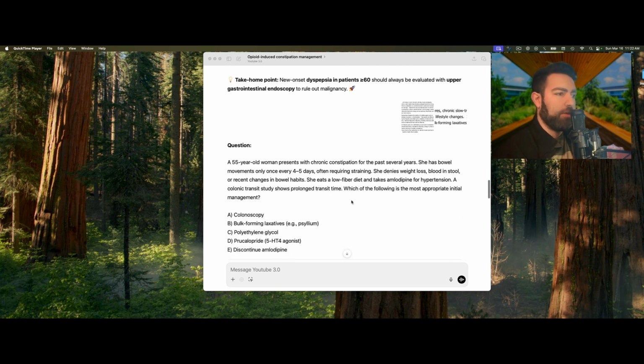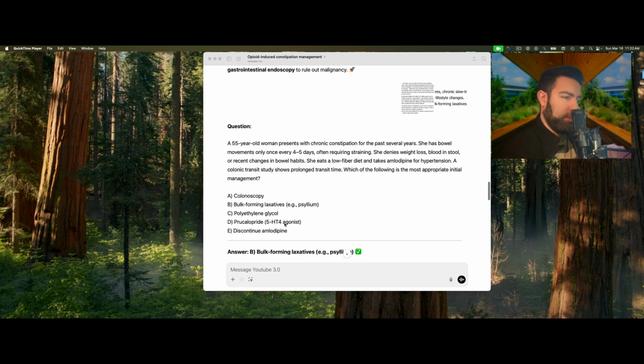So this is a 55-year-old woman. She presents with chronic constipation. It's been several years, so chronic. She has bowel movements only every 4 to 5 days, often requiring her to strain. She denies weight loss, blood in the stool, or recent changes in bowel habits. She eats a low-fiber diet and takes amlodipine for hypertension. A colonic transit study shows prolonged transit time. Which of the following is the most appropriate initial treatment? So go ahead and pause the video right here, pick your answer, and then we're going to go through each of the options together.